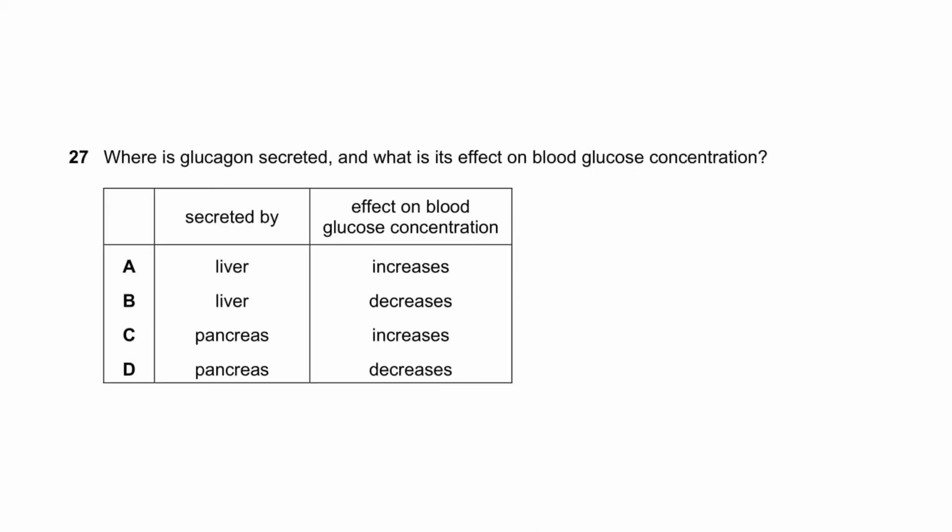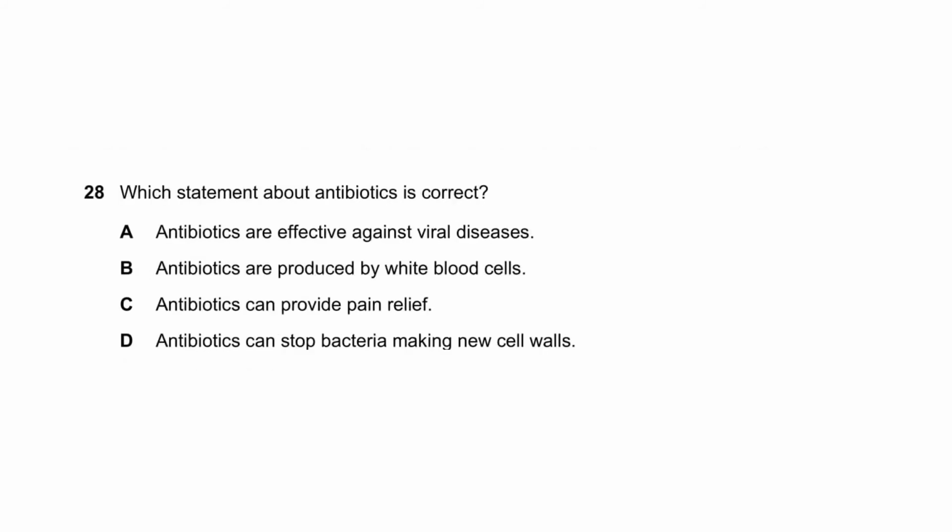Question 27 says, where is glucagon secreted and what is its effect on blood glucose concentration? Glucagon increases blood glucose concentration. It's basically the opposite of insulin. While insulin decreases blood glucose concentration, glucagon increases it, and they're both released in the pancreas, so the answer is C.